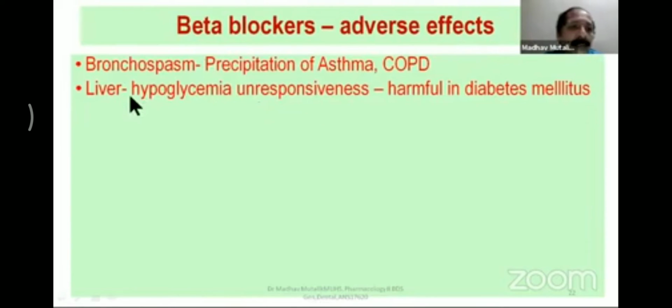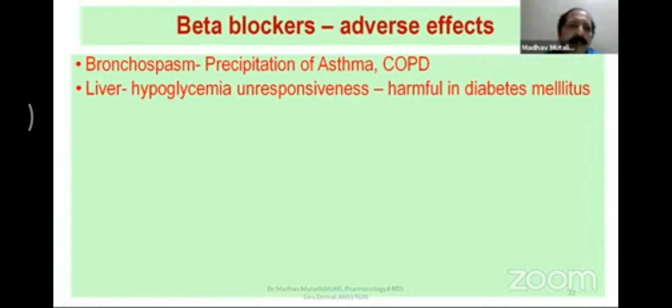Why is this happening? Because wherever you have hypoglycemia, your liver is supposed to break down glycogen and bring glucose to the blood. And we saw that that action is due to the beta 2 receptors. Now you block the beta 2 receptors, so this breakdown of glycogen is not going to happen, and your body is not going to respond to hypoglycemia. And hypoglycemia can very commonly happen in patients with diabetes who have fluctuating blood sugar levels.